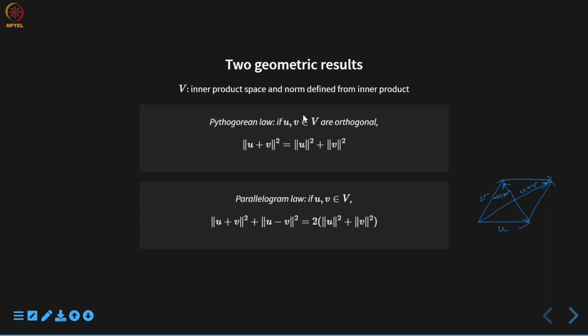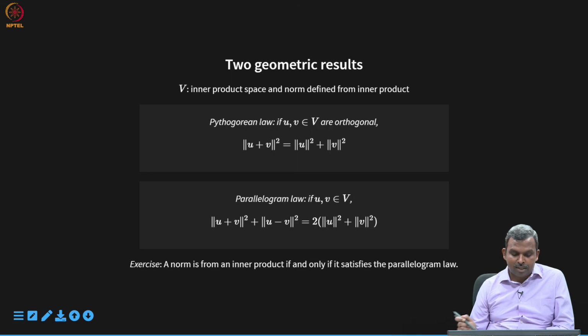So this is the right triangle law, the Pythagorean law, and the parallelogram law, which relates the norms of sums and differences to the individual norms. These are nice geometric results that you're once again getting. What's interesting is this little exercise that I will leave to you. It's a very interesting result. A norm is from an inner product if and only if it satisfies the parallelogram law. So if you have a norm which satisfies the parallelogram law, it is from an inner product, otherwise it's not.